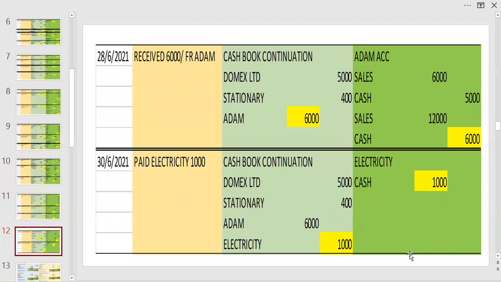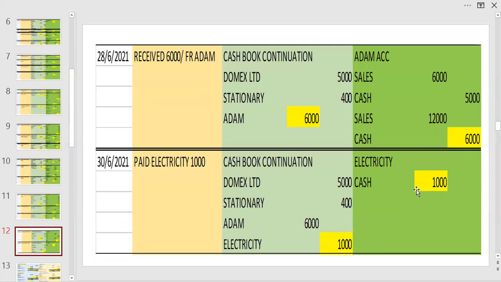Next one, received from Adam 6,000. Since it's cash, cash account debit 6,000, Adam's account credit 6,000. Next one, paid electricity 1,000. Cash is going out, therefore cash credit, electricity account debit. That's all the transactions.